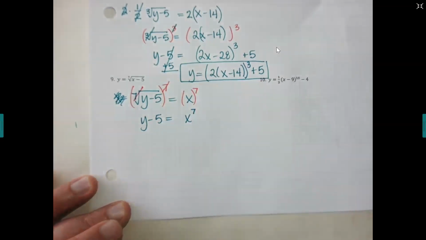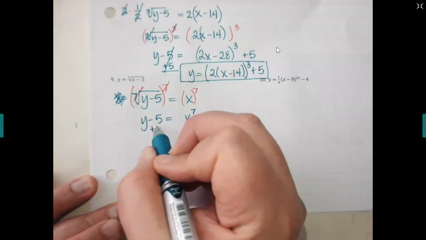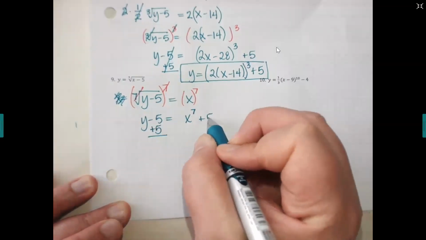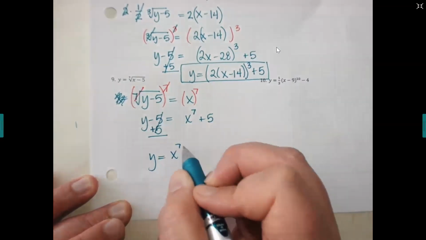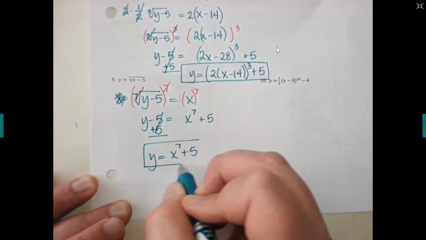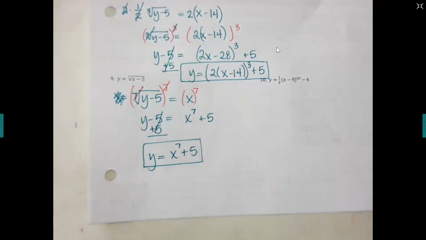Then from there, how do I get rid of the minus 5? Plus 5. Then I want you to look for your pattern to make sure that when you're checking your work, a minus 5 on the inside became a plus 5 on the outside. A 7th root became a 7th power. Do we get the idea?